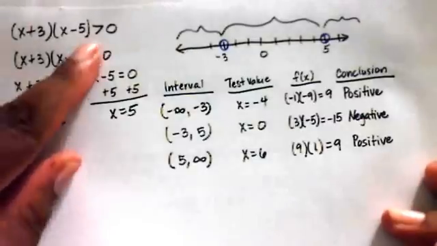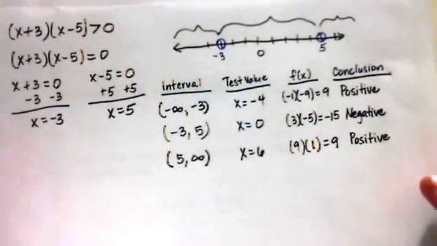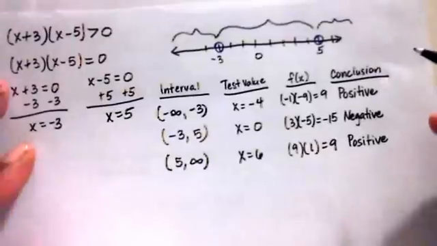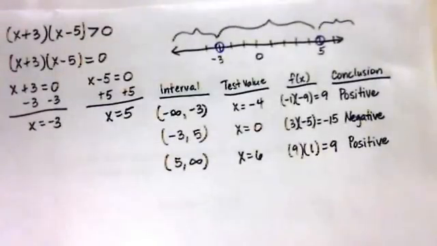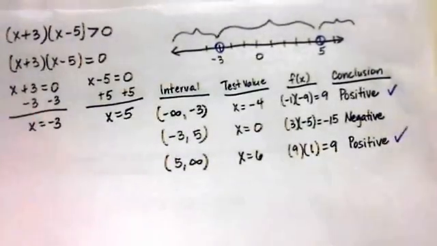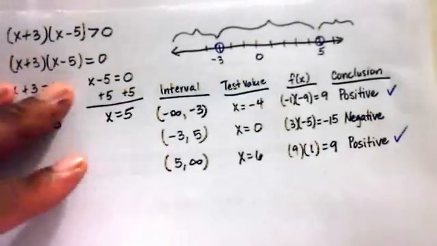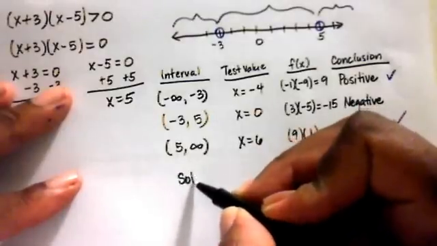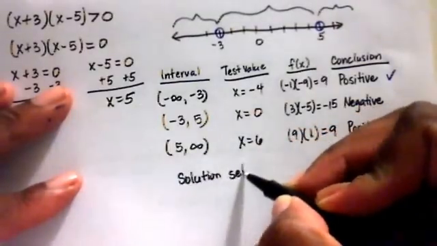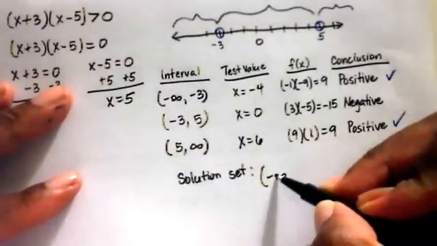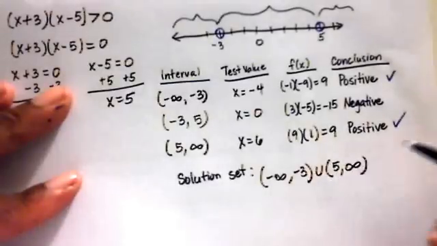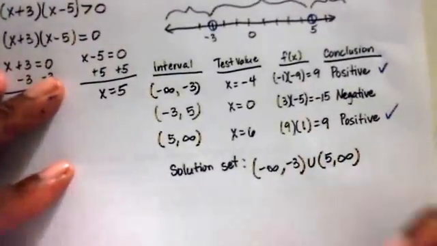Now, this says greater than 0, meaning that it's positive. So I want to select the intervals that gave me a conclusion of positive values. Notice there are 2 of them. This one and this one. -infinity to -3 and 5 to infinity. So that solution set will be this interval from -infinity to -3 union 5 to infinity. That's the solution set here.